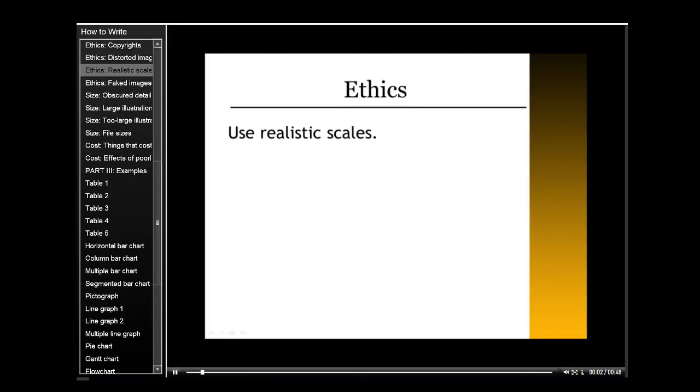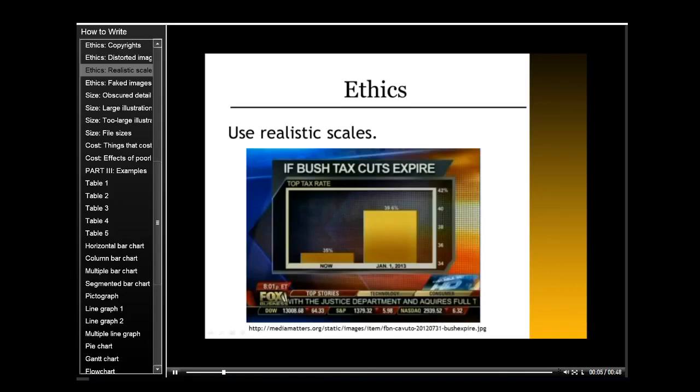Speaking of showing things as they really are, you want to use realistic scales when you show things like graphs and charts. So if we're looking at the differences on the top tax rate between now and January 1st, 2013, when the Bush tax cuts expire, wow, look at that jump, it's huge! Oh, wait, from 35 to 39, we are looking at 4.6%. If we showed this on a scale from 0 to 100, like percentages are, that would be a tiny, tiny little bit. So we've got a distorted, unrealistic scale here.